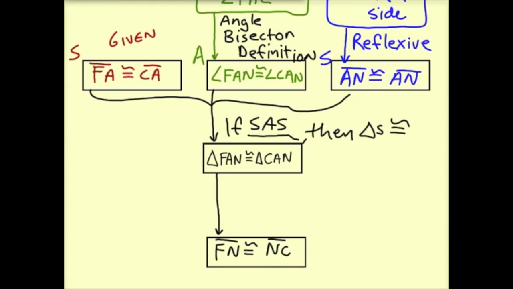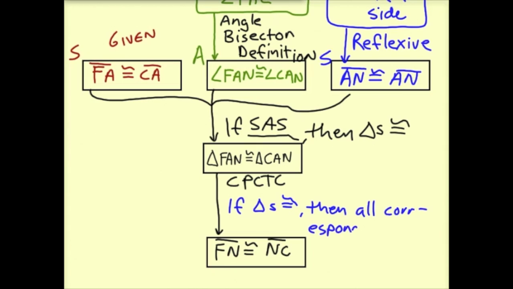And we mentioned that before, that's the CP-CTC. Or if you'd rather, the CP-CTC is a conditional statement. If you'd rather say, if the triangles are congruent, then all the parts are congruent. So if the triangles are congruent, then all the corresponding parts are congruent. So the blue statement is a little bit longer. That's why we can use the CP-CTC as an abbreviation of that statement.